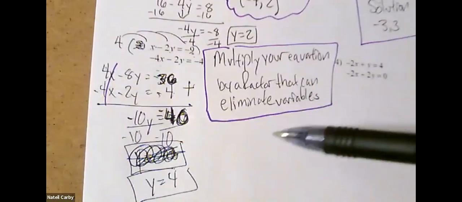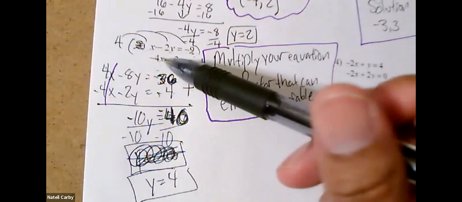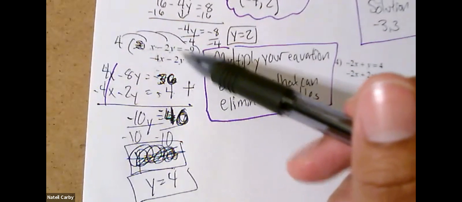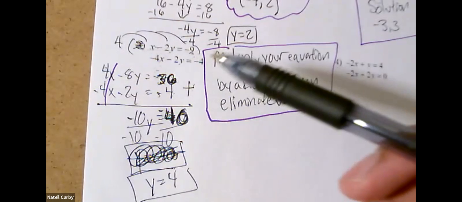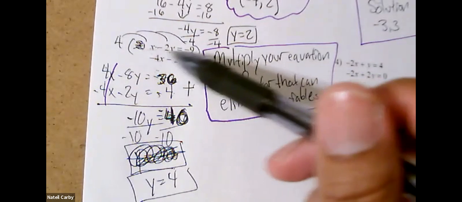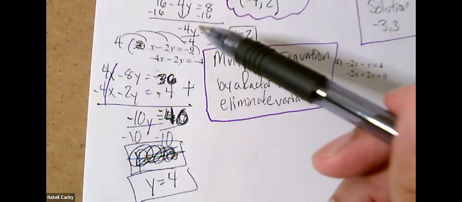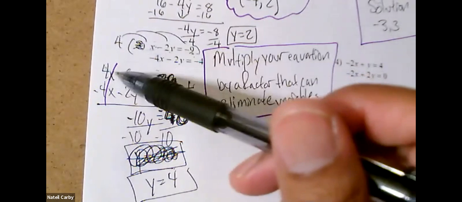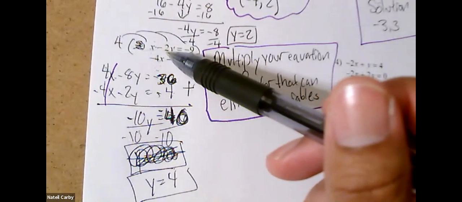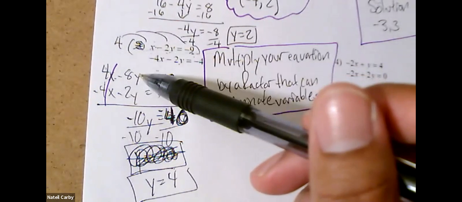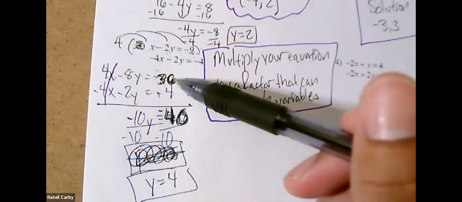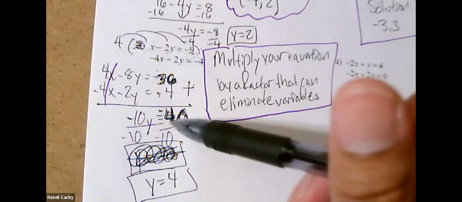So again, our issue is when you have two equations where nothing immediately cancels, multiply one of the equations by a factor that can allow you to cancel something. So I multiply the top equation by 4. So 4 times x, 4x. 4 times negative 8y, negative 8y. 4 times negative 9, negative 36.